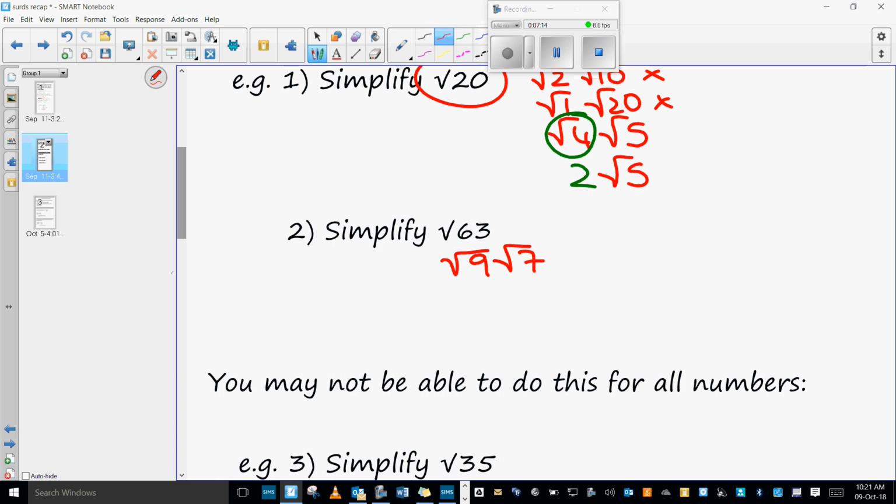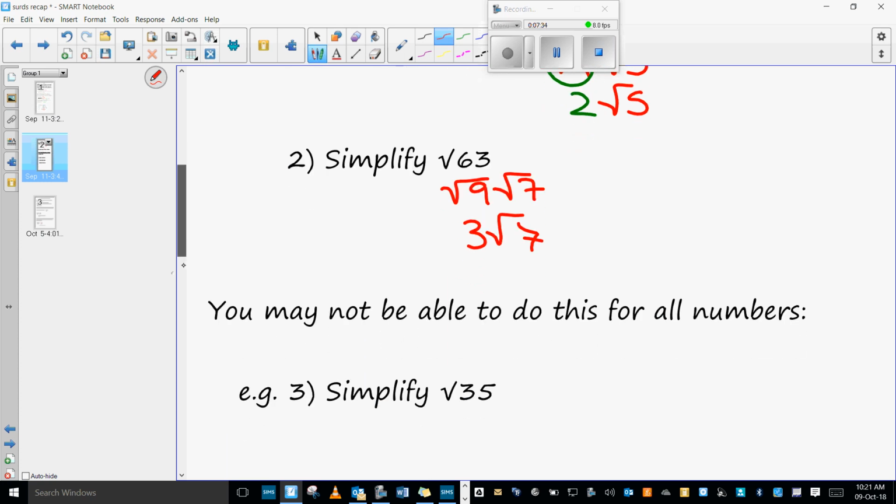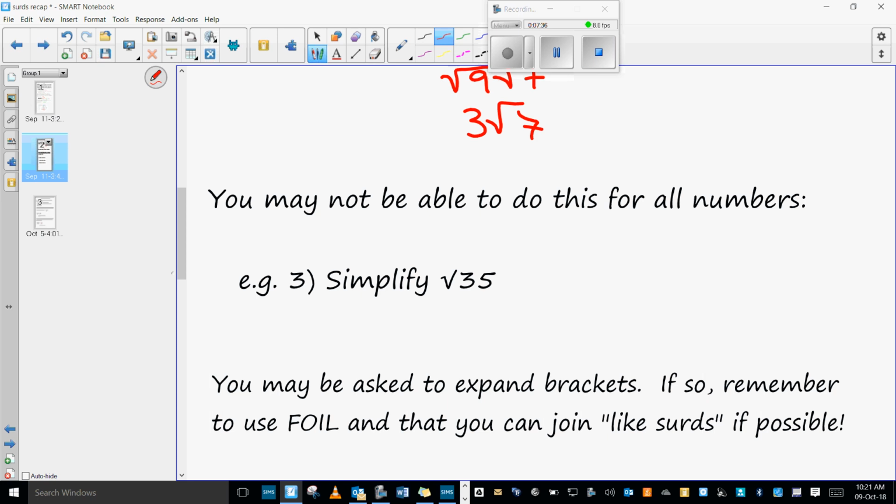So this becomes 3 root 7. Okay? So we are always needing to make sure that it's our highest square number that goes into it. So for example, if we had root 35, there are no square numbers that go into it, so we cannot simplify. Okay? So that's not simplified, because there's no square numbers going into there.